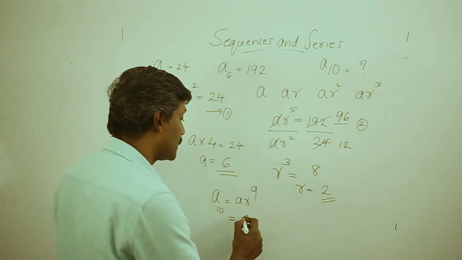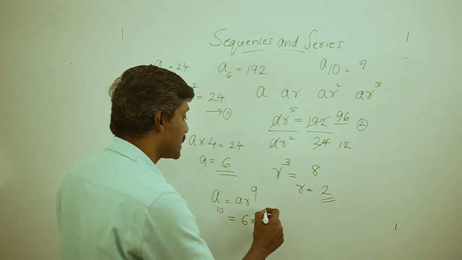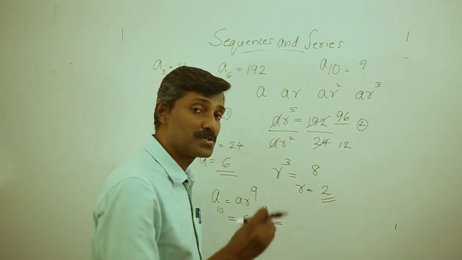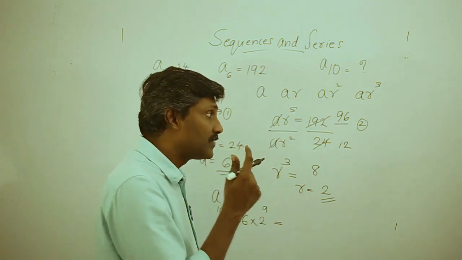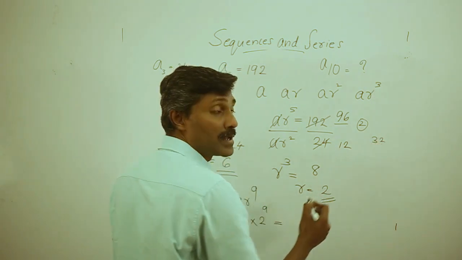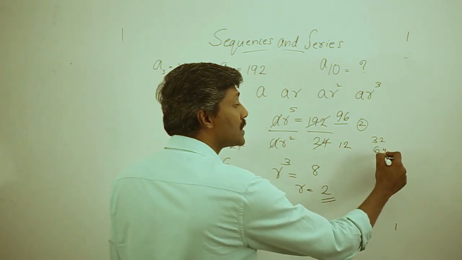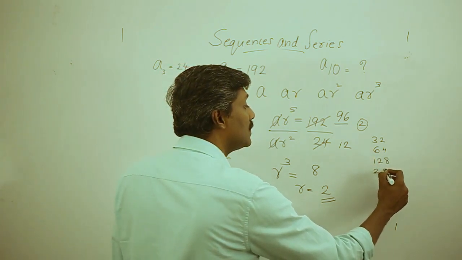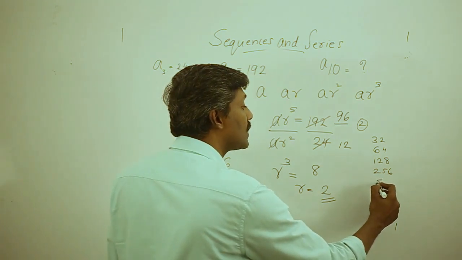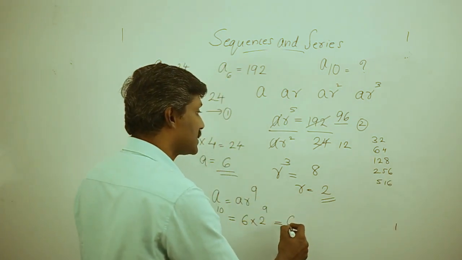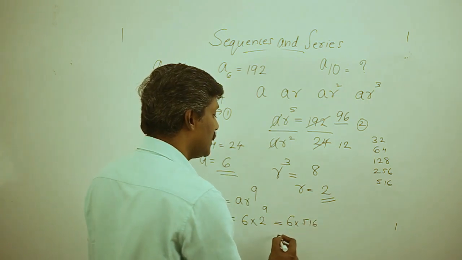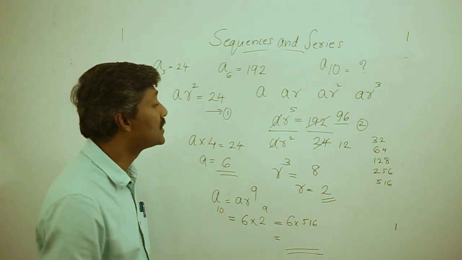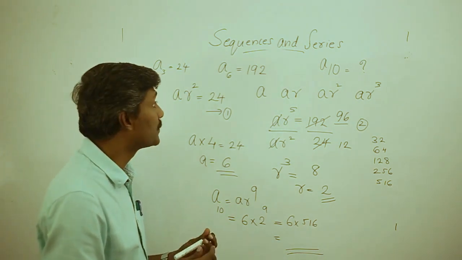So a is 6 and r is 2. So 6 into 2 raised to 9. And what is 2 raised to 9? 2 raised to 1 is 2. 2 raised to 5 is 32, I know that. So 2 raised to 6 is 64. 2 raised to 7 is 128. 2 raised to 8 is 256. And 2 raised to 9 is 516. So this is 6 into 516, and you find out the answer. That is how you find out the 10th term of this geometric progression.